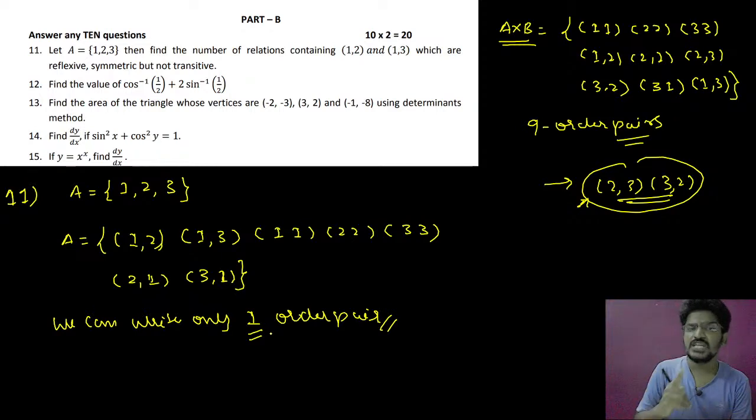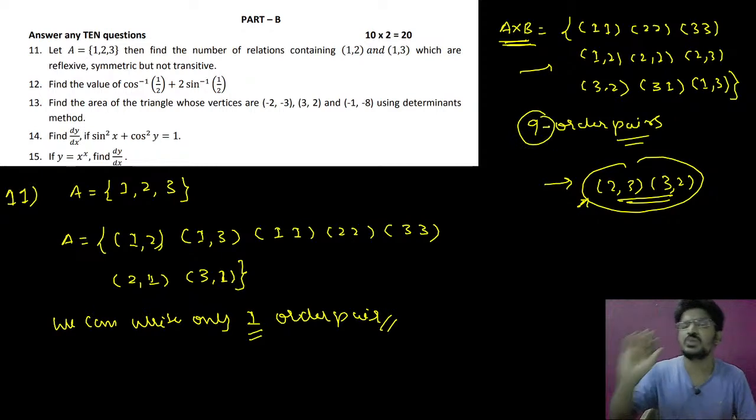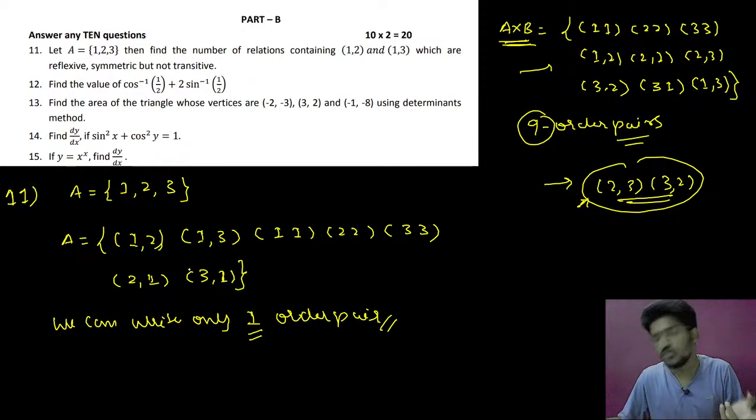Clear? Please be careful. In the exam, they can ask this type of problem. So what we have to do is be careful with A cross B. In A cross B, we have 9 ordered pairs. We can't take more than 9. We have to utilize out of this 9. Here already we got 7. We can't write the remaining 2 because it is not going to be transitive.